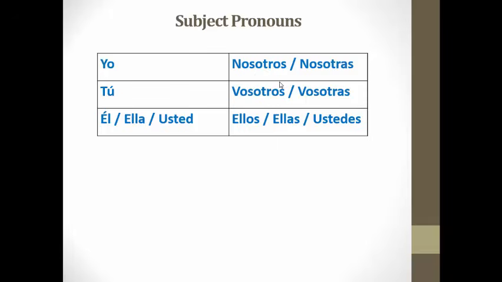Vosotros y vosotras mean you all in Spain. Just like last year, we will introduce the vosotros, but it will not be on any quizzes or tests.